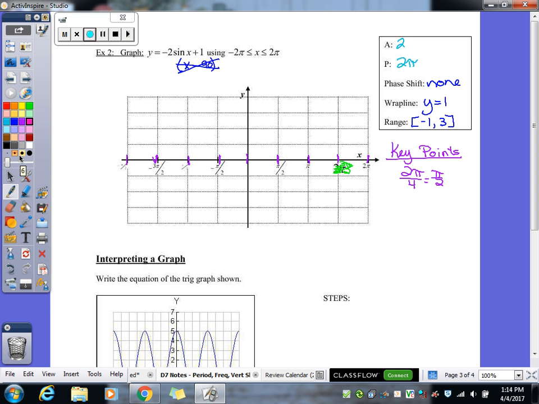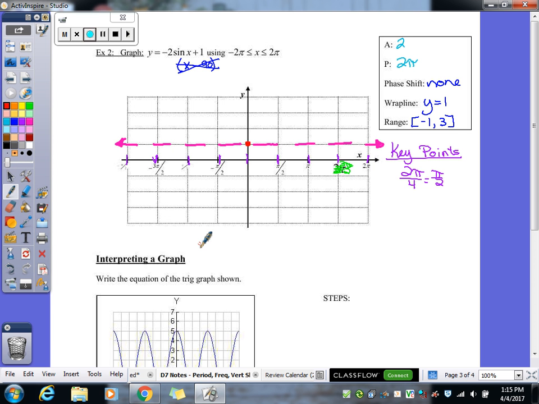Now, as we said on the last page, if we have a midline, we have to draw that first. This time we do have a wrap line at y = 1. So that's a horizontal line that we always draw in as a dotted line. But that line gets drawn in first. So now, instead of using your x-axis to get your zeros, you have to use that wrap line. We've just taken our graph and we've moved it up. So our sine curve would normally start at 0, 0, but now it's up 1 at 0, 1.